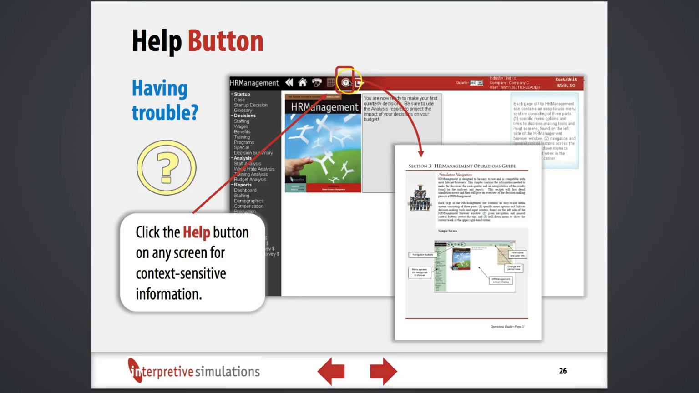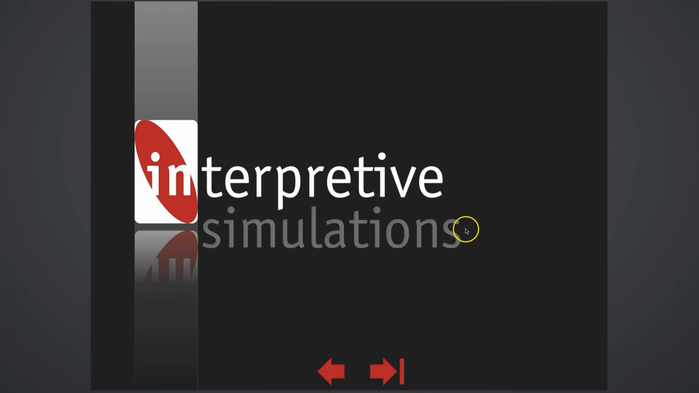Your help button is really important. It gives you access to the simulation. You can get access to any information you need, questions that you may have. The manual is also available up there too. So that's it. If you have any questions, let me know.